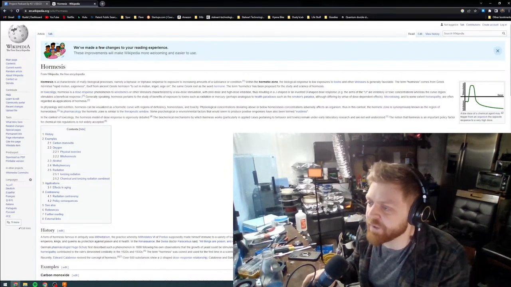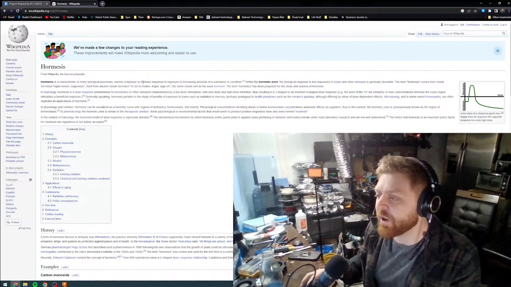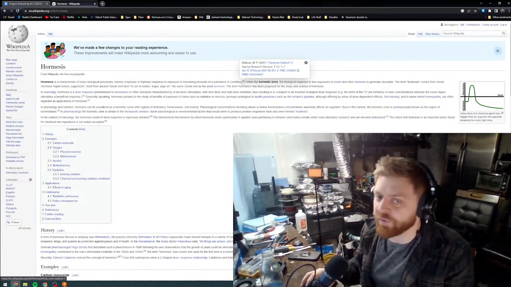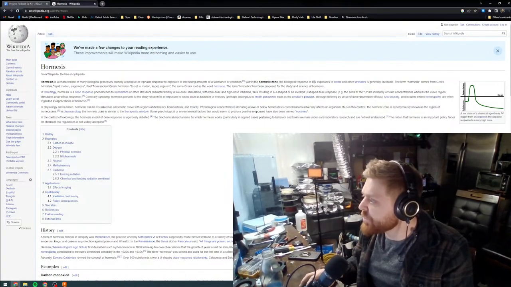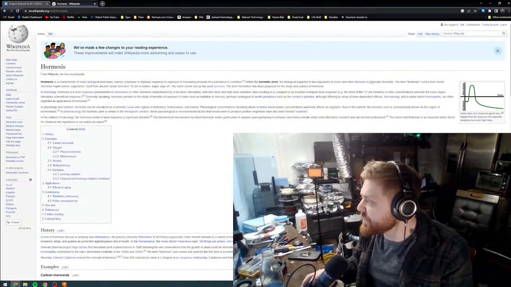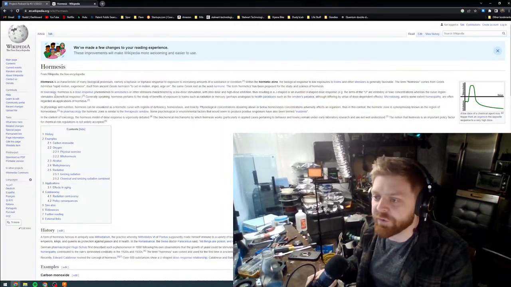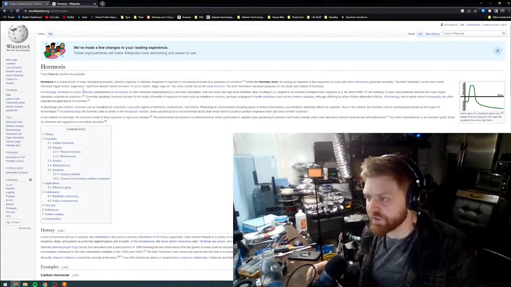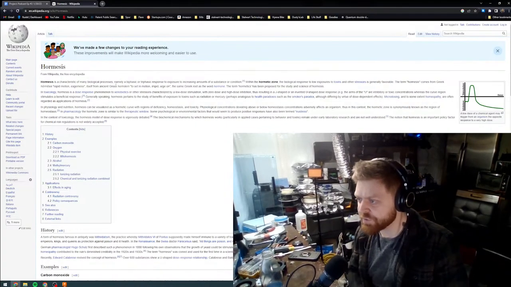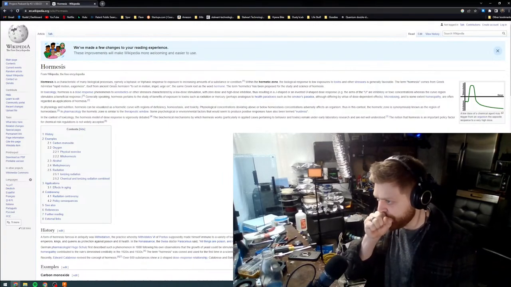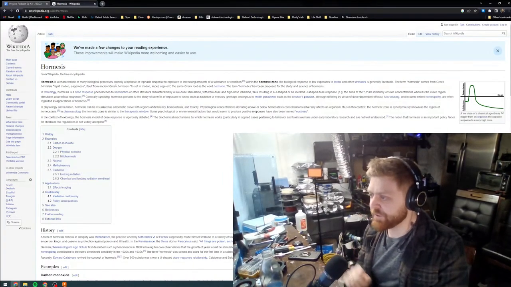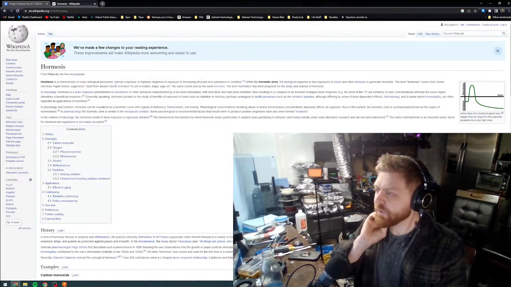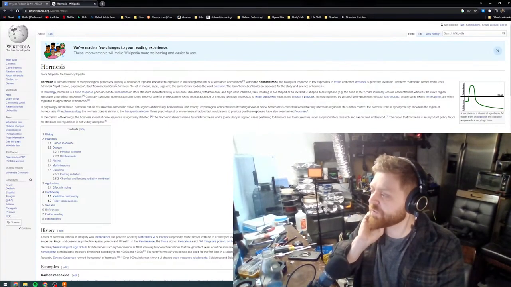Hormesis is a characteristic of many biological processes, namely a biphasic or triphasic response to exposure to increasing amounts of a substance or condition. Wow, that's a mouthful, huh? Within the hormetic zone, the biological response to low exposures to toxins and other stressors is generally favorable. The term hormesis comes from Greek hormesis, rapid motion, eagerness. Itself from ancient Greek hormein, to set in motion, impel, urge on. The same Greek root as the word hormone. Oh, I didn't know that. Okay, that makes sense. The term hormetics has been proposed for the study in science of hormesis.